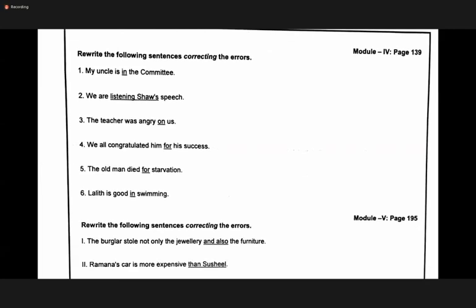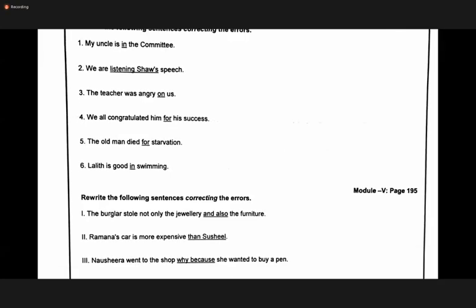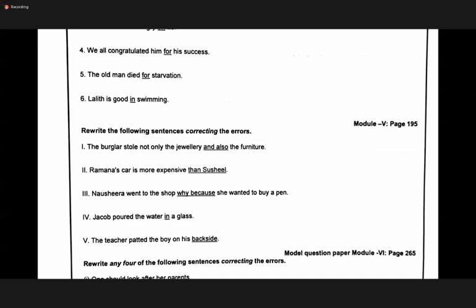We all congratulated him for his success. On his success, good. The old man died for starvation. Died of. The old man died of starvation. Sixth one, Lalit is good in swimming. Good at swimming. Lalit is good at swimming.